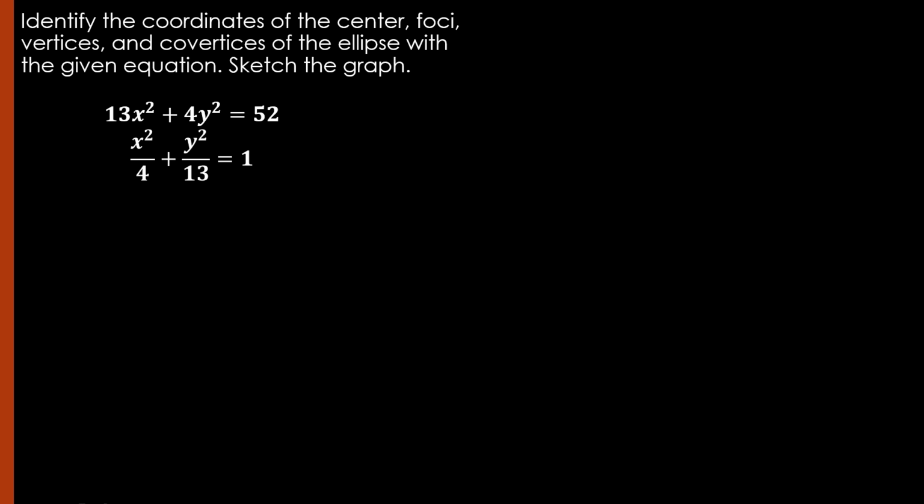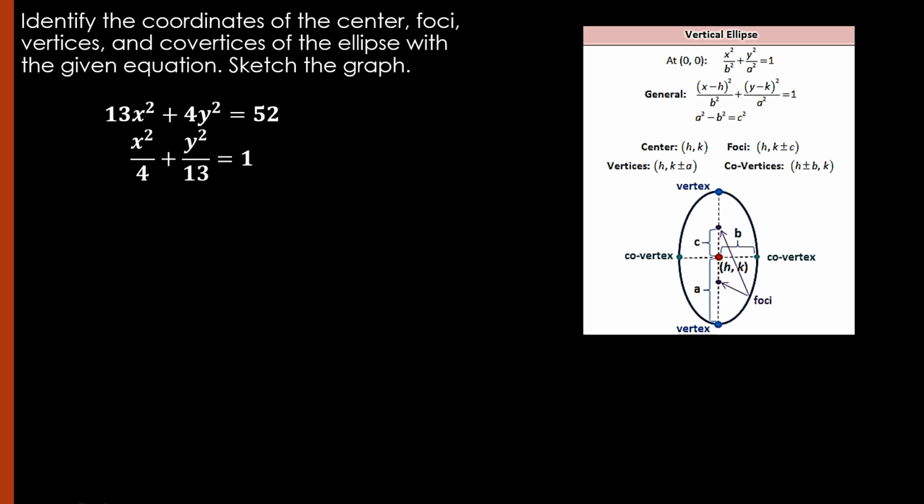The question is, what type of ellipse is this? Yes, this is a vertical ellipse, since the denominator of the term that has a y variable is larger. Since the larger denominator is a squared, therefore a squared is equal to 13. And a is equal to square root of 13. And b squared is equal to 4. Therefore, b is equal to 2.